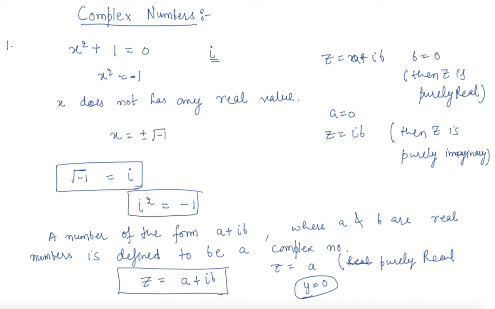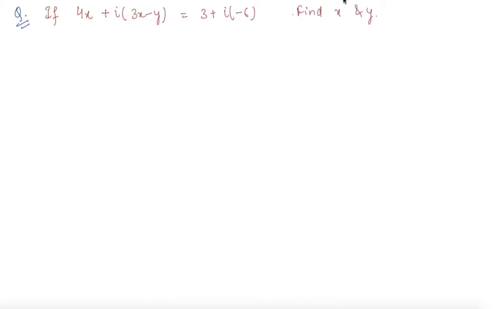Now let's do a simple question based on that. Students, the question given here is: if this term is equal to this term, find the value of x and y. To solve these types of questions, what we have to do is equate the real part and the imaginary part on both sides. So the real part should be equal to the real part, which means the solution starts from here.